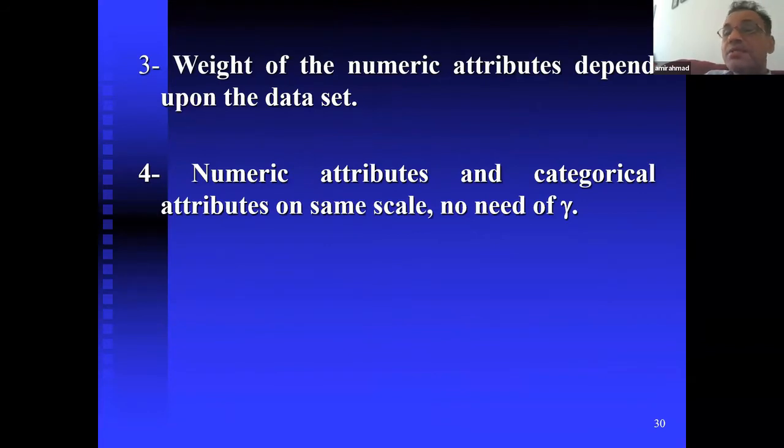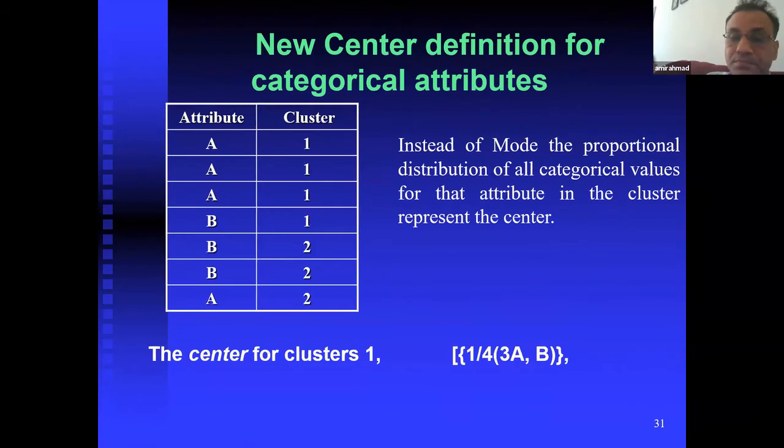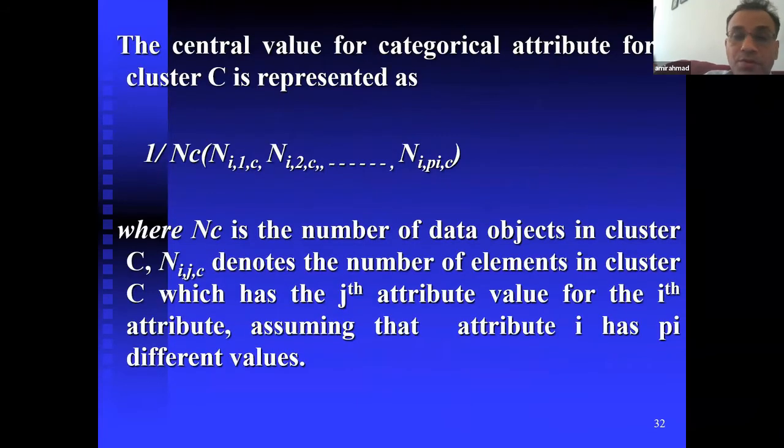The third is we should try to find out the weight for the numeric data, and then we should make sure the contribution of the categorical and numeric data is the same, and there should be no need of gamma. So this is, I think, I'm running out of time. I have to show more slides.